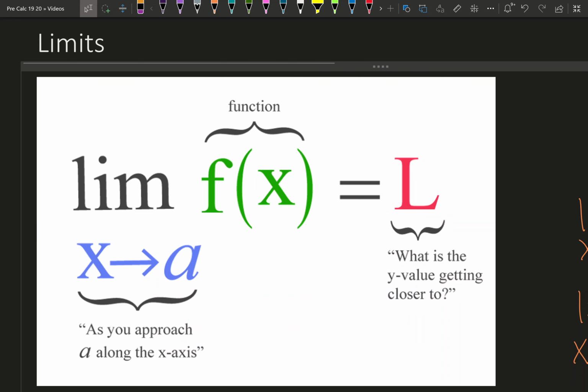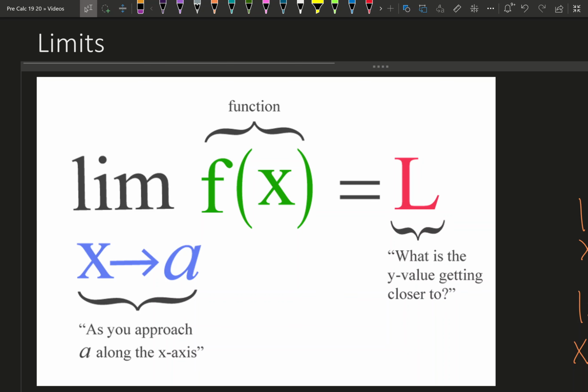Hello, today we are going to be taking a look at limits. First of all, what are limits? Limits are a way of examining what the behavior of a function is at its y coordinate as x approaches a specific coordinate. The notation for limits is as detailed here.